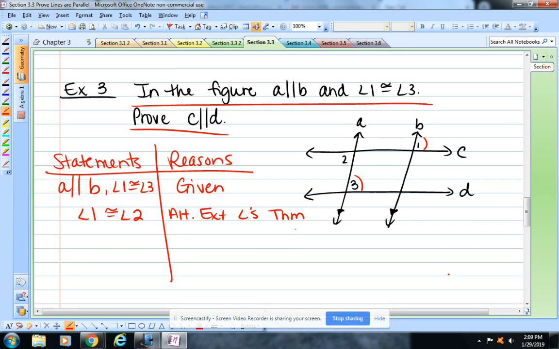Okay? Now look at your statements. You can do something with your statements. What can you say with your statements? Yes, I can say that angle 2 is congruent to angle 3. How can I say that? Right. Angle 3 is congruent to angle 1, and angle 2 is congruent to angle 1, so they can be congruent to each other. What property says I can say that? Transitive. Because I got 3 different angles. If 2 of them are congruent to the same thing, then they're congruent to each other. That's the transitive property.